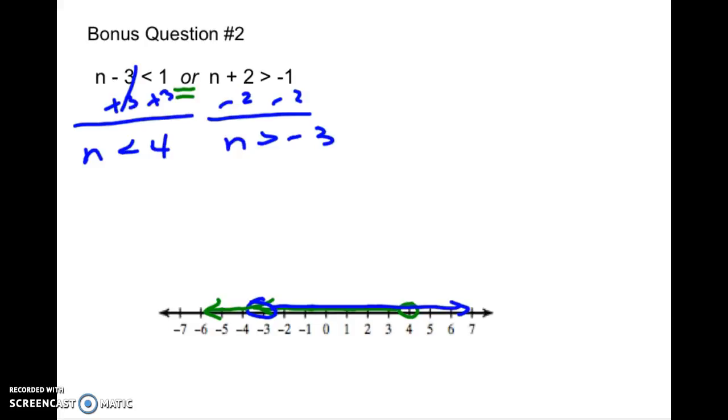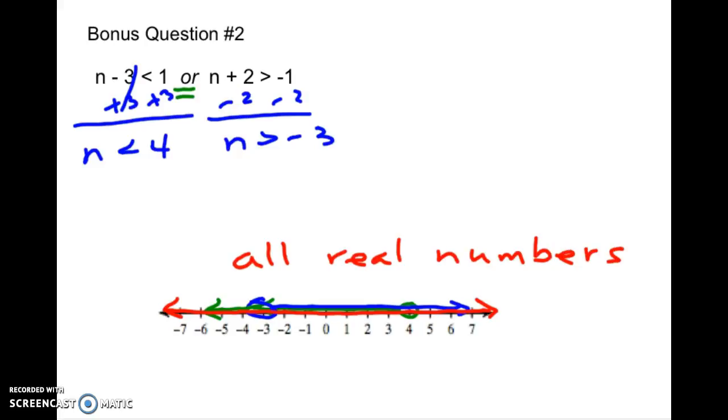Notice, remember, we want to keep everything. And if we take a look, the 2 lines overlap each other, keep going on forever. So the whole answer is actually going to be the whole number line. Which means we would say that all real numbers work. Any number we pick will work for one of the equations or the other equation. So there are an infinite number of solutions in this case.